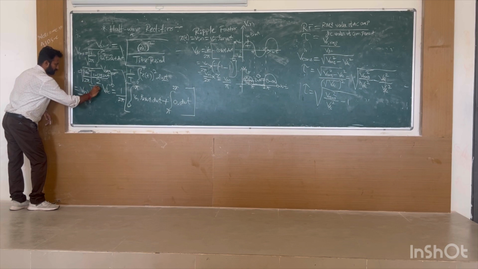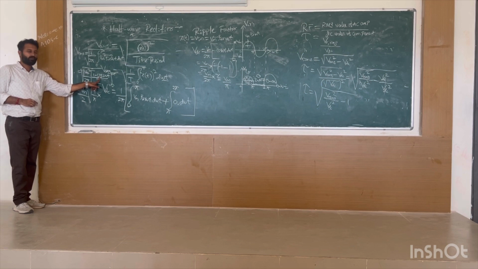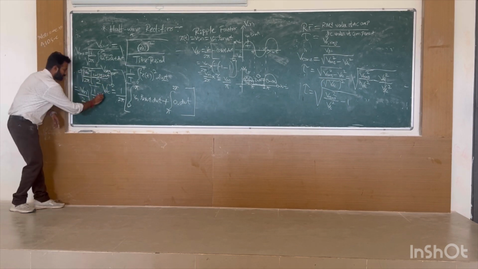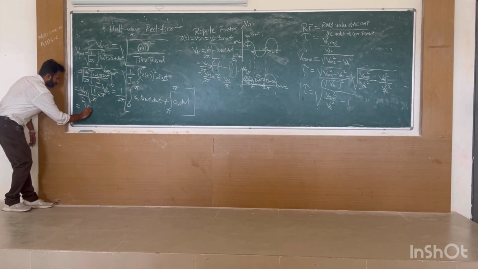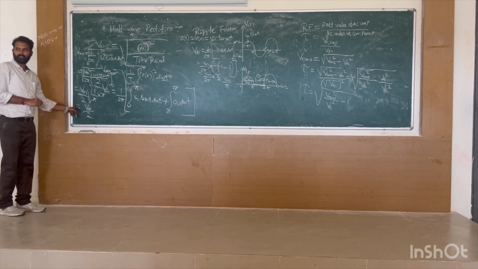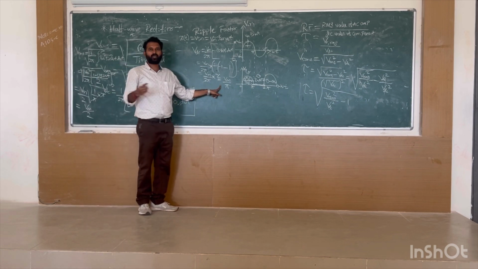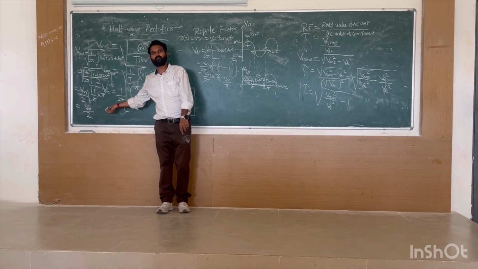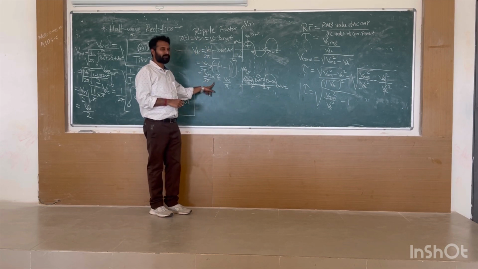Square root of 1 by pi into this value; we will get pi only. If you substitute 0 to 2 pi, you will get pi only. So pi will get cancelled. How much do you get? Vm by 2. That is your VRMS. So VDC is equal to Vm by pi, and VRMS is equal to Vm by 2. Clear? Now we have the values of VRMS and VDC.